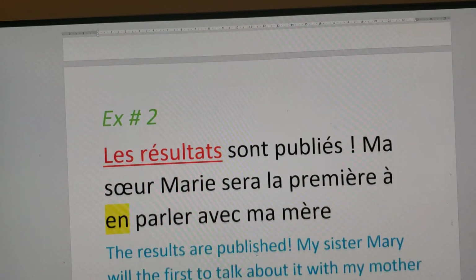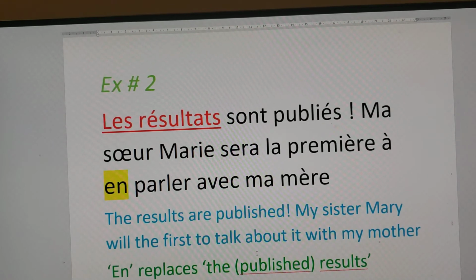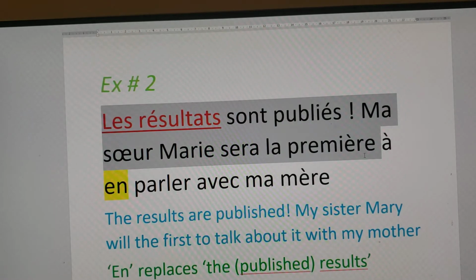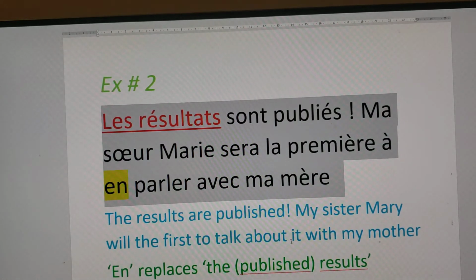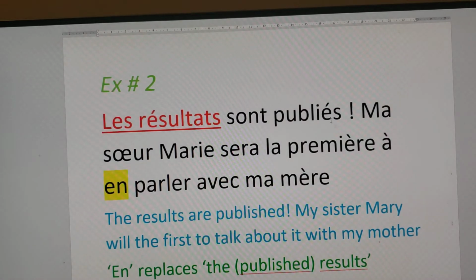The second example where en replaces once more a thing is over here. Les résultats sont publiés. Ma sœur Marie sera la première à en parler avec ma mère. The results are published. My sister Mary will be the first to talk about it with my mother. Right? So once again, can you see how we use the word en to replace a thing over here, right? So the results are published. My sister Mary will be the first to talk about it. About what? About the results, right? To talk about it with my mother.